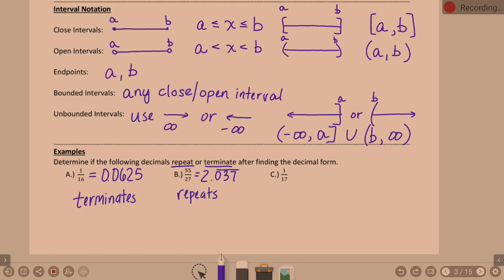Okay. What about C? It terminates. Yeah, it ends and it never repeats. It's just a long decimal. Undefined. Yeah. Your options are repeat or terminate. Your options are not undefined. Terminate. Wrong. Oh, it is repeat.